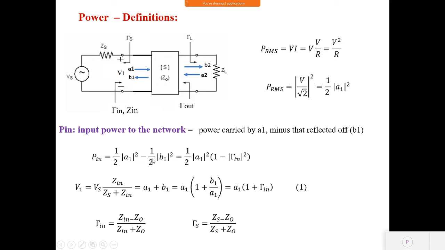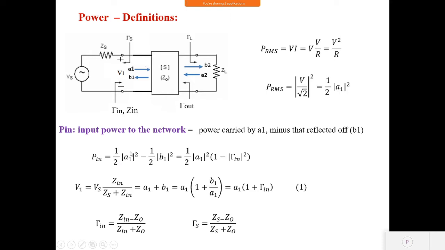But out of that, this power will be reflected back. Out of this incident power, this is reflected back, and the remaining power enters the network. Whatever the network does, it may be amplification, filtering, whatever it is, that will be performed over that power. So this is the actual power input to the network. That we did in the previous class.